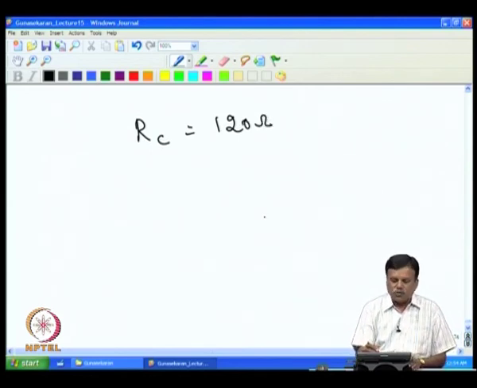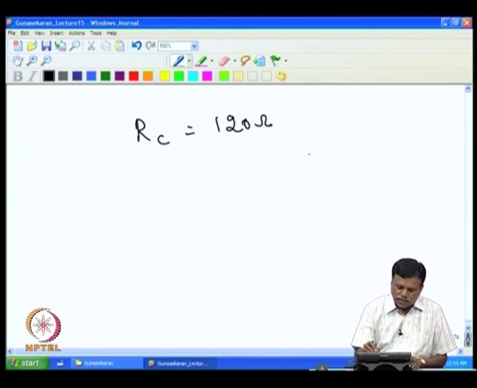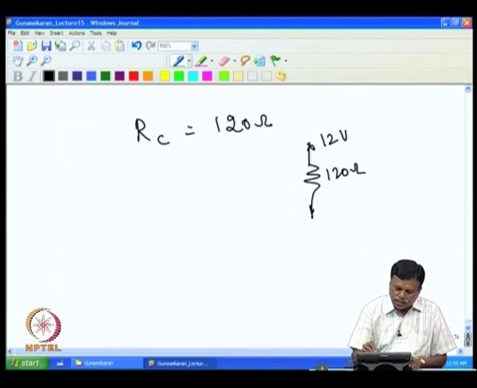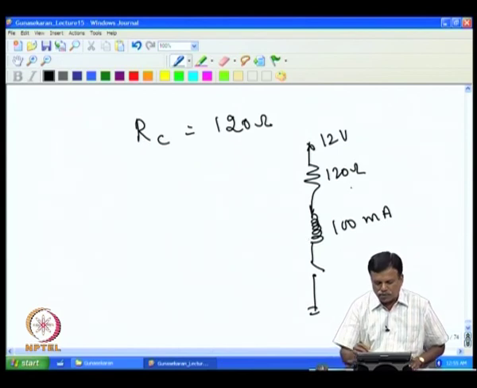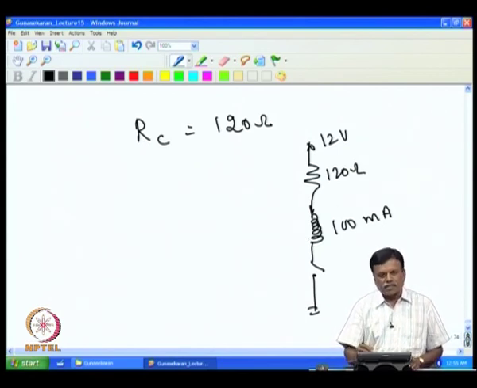So, when you switch off, note that it also has an inductance. If you look at the circuit, it looks like this. We have 12 volt at this point, sorry, this relay is operated with 12 volt. So, this is 12 volt and this is 120 ohms, and this is the inductance. When the switch is on, after a long time the current flowing through it will be 12 by 120, that is 100 milliampere.